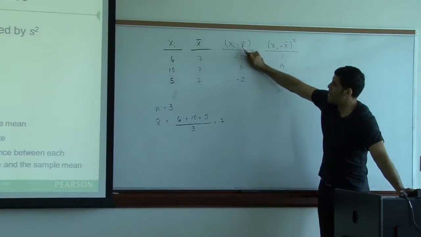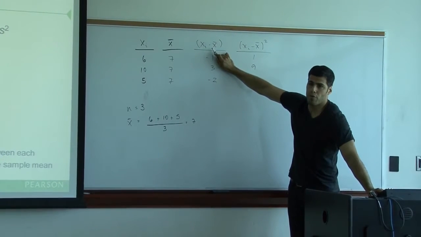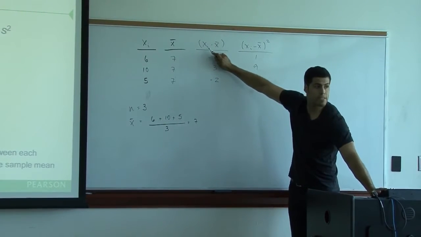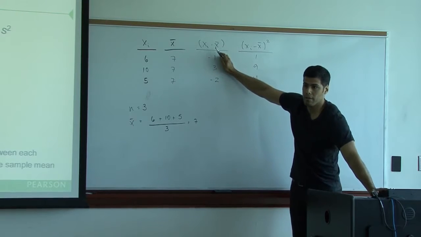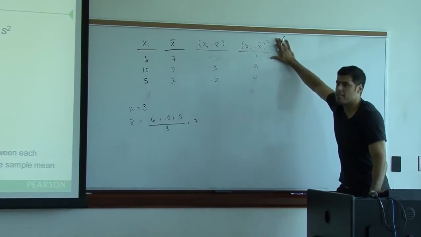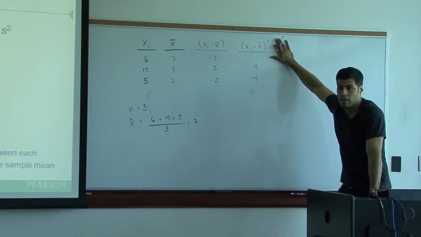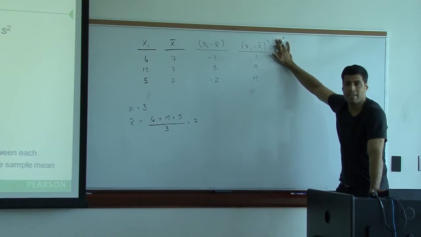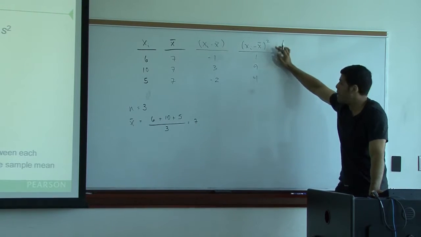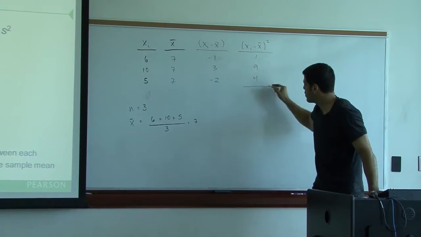This is known as x in deviation form because you're taking x minus its average. How far is x from its average? And this is the squared deviation, right? The deviation squared. What's the next step? Add them up. So these three numbers, we add them up. So we can do this, right?